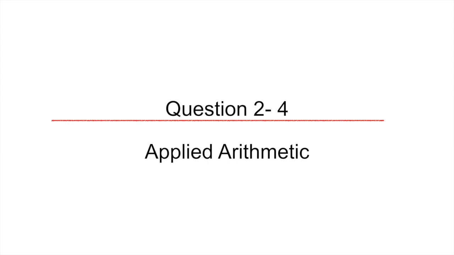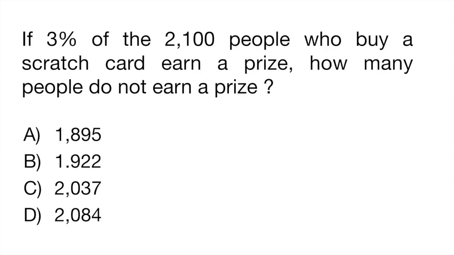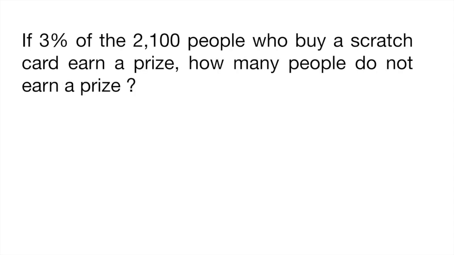Questions 2 to 4 are applied arithmetic questions, and the first one is a percentage question. So it says, if 3% of the 2,100 people who buy a scratch card earn a prize, how many people do not earn a prize? And this problem has two parts. So let's do the first part first, obviously.